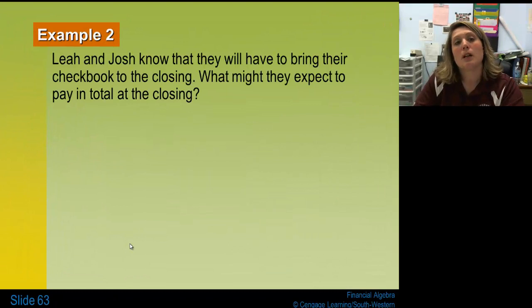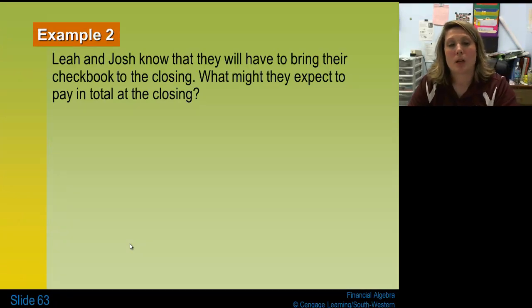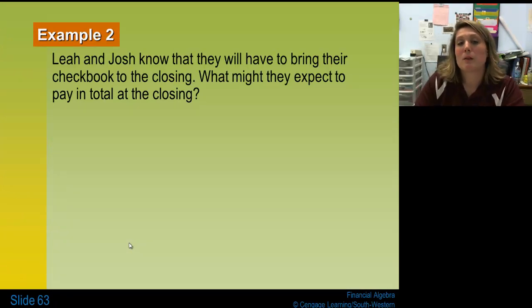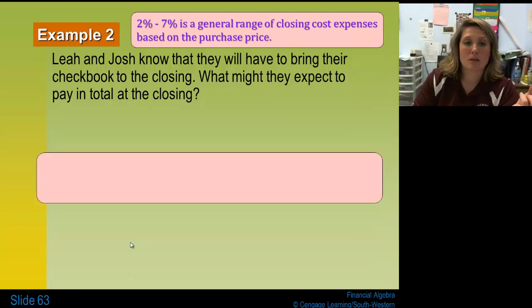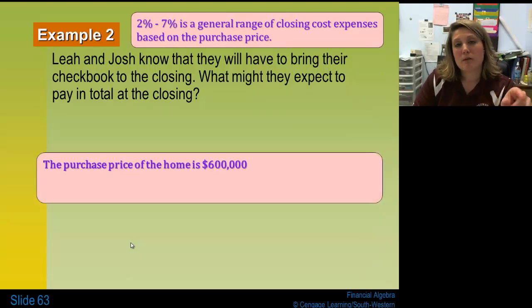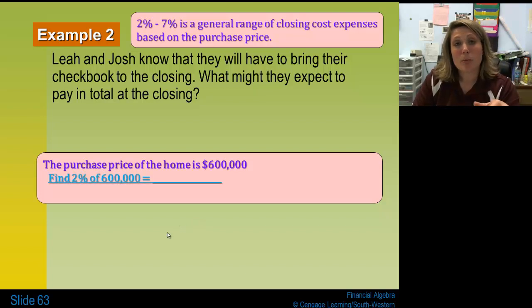So example 2: Leah and Josh know that they will have to bring their checkbook to the closing. What might they expect to pay in total at the closing? A general rule of thumb is anywhere from 2 to 7% of the purchase price in closing costs. The purchase price of the home, if you look back to example 1, was $600,000. So we need to find 2% of that.